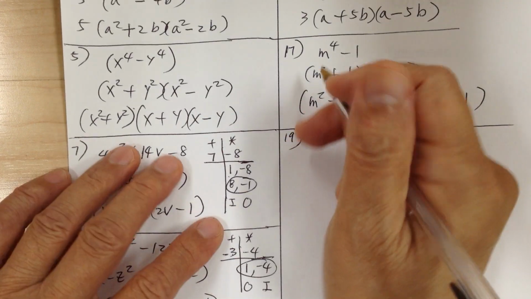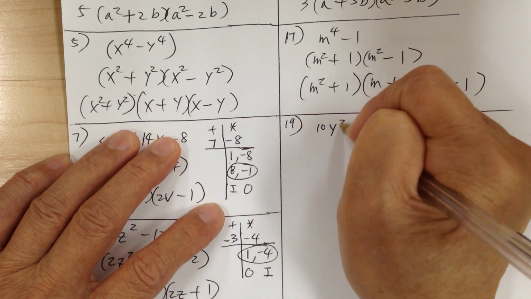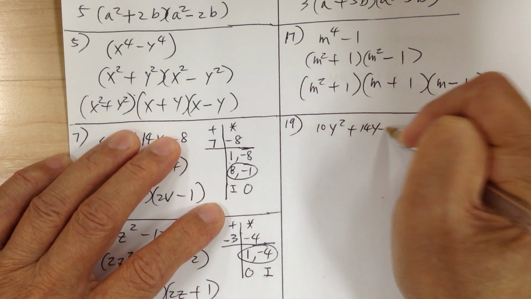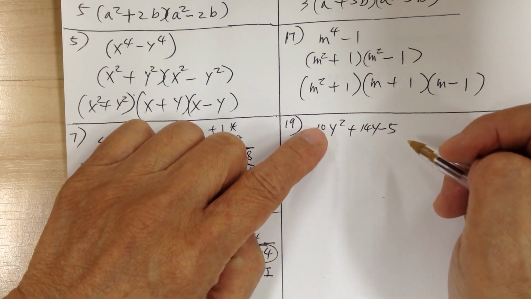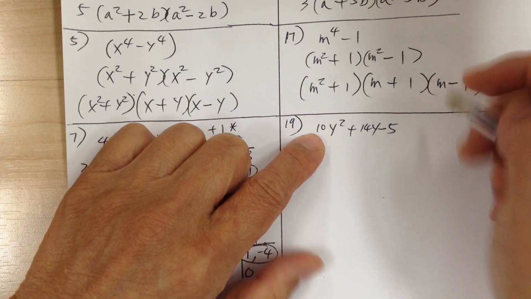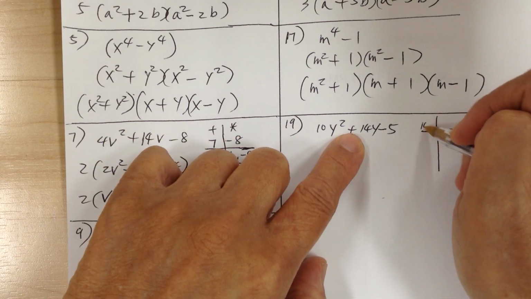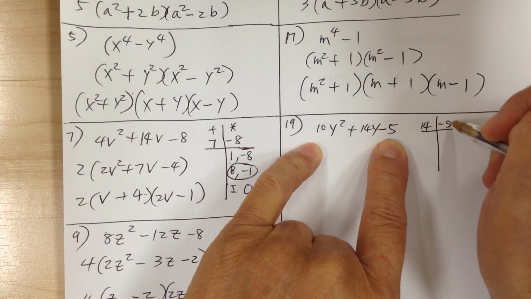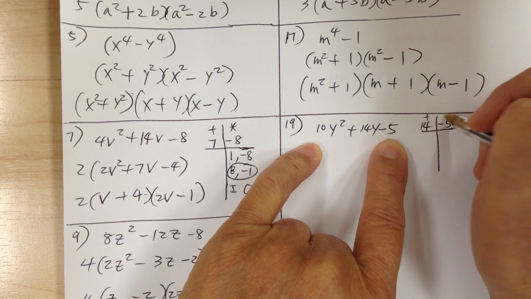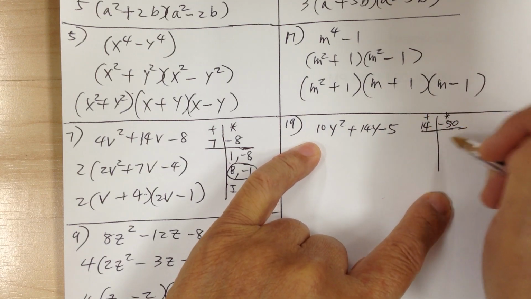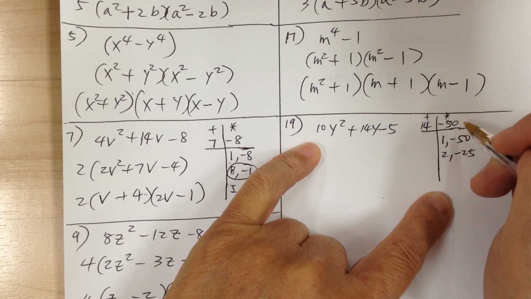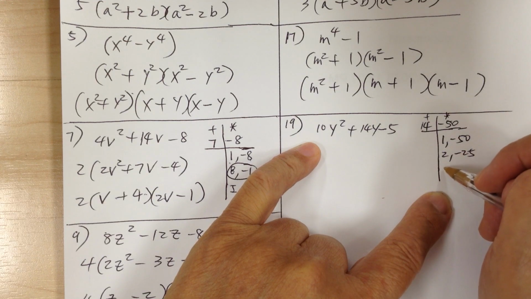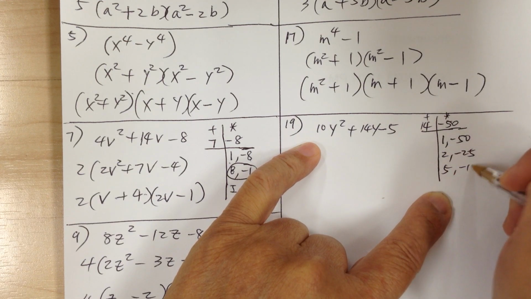Okay, number 19, you have 10y squared plus 14y minus 5. So step 1, common factor, cannot. Step 2, perfect square, cannot. Step 4, master product. So you need to get 14 and minus 50. You have to add and multiply to get those two numbers. So start with 1, negative 50, 2, negative 25. 3, cannot. 4, 5, negative 10.